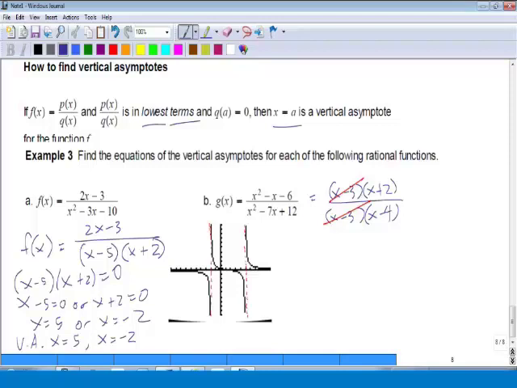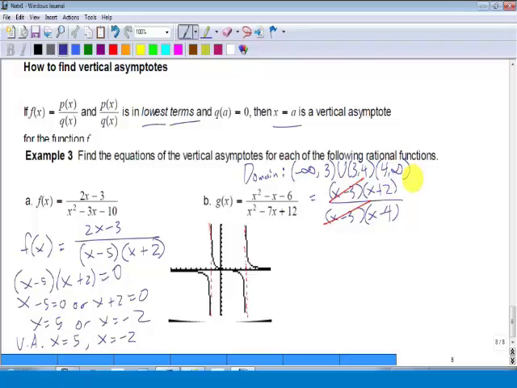The domain of this one is all real numbers except 2. 3 is bad and 4 is bad. So if you're looking for the domain, find the domain before you reduce the rational expression. Negative infinity to 3, 3 to 4, 4 to positive infinity.